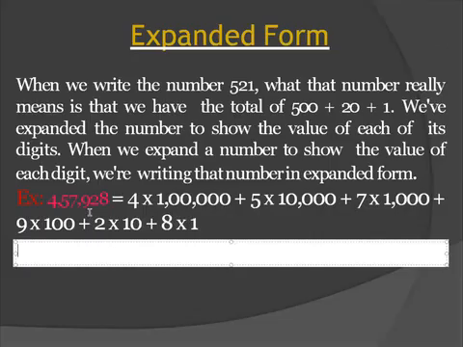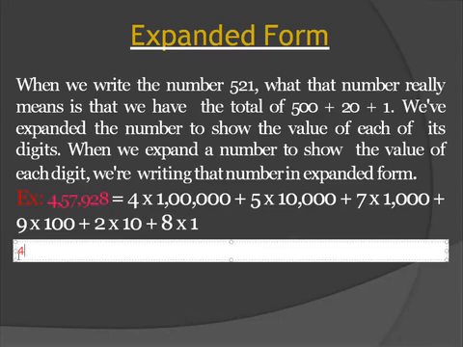So how will you write? 4 into 1 lakh means 4 lakh. So here we write 4 lakh. Next, 4 into 1 lakh is 4 lakh. Then plus 5 into 10,000, which is 50,000. Directly also you can write.